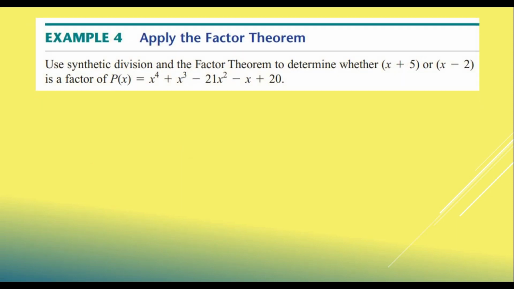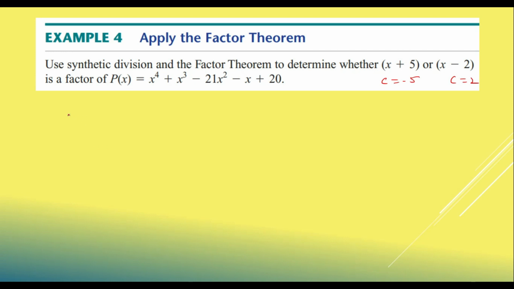The next question is apply factor theorem. Now this is a practice problem for you. You can try. Use synthetic division and check which of the answers are good. What is C? C is minus 5. For the second binomial, C is equal to 2. So divide it by minus 5.